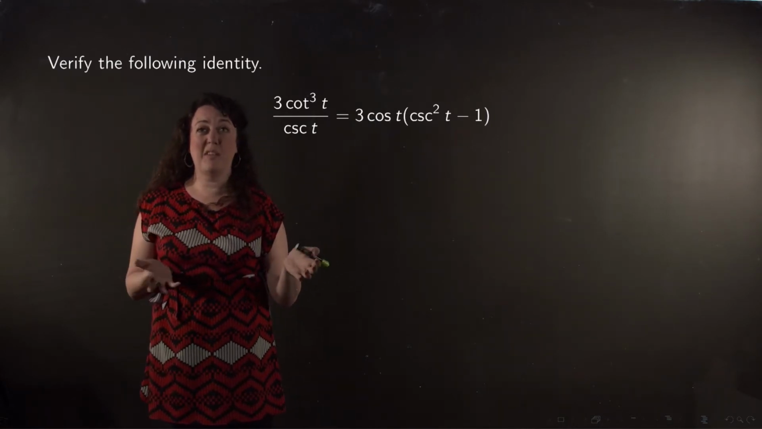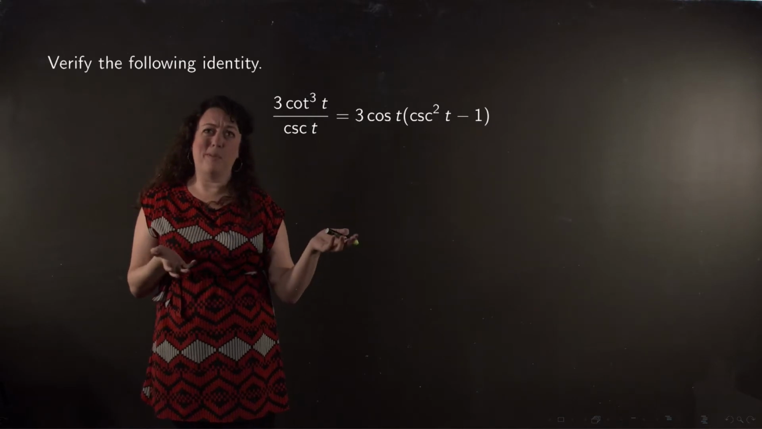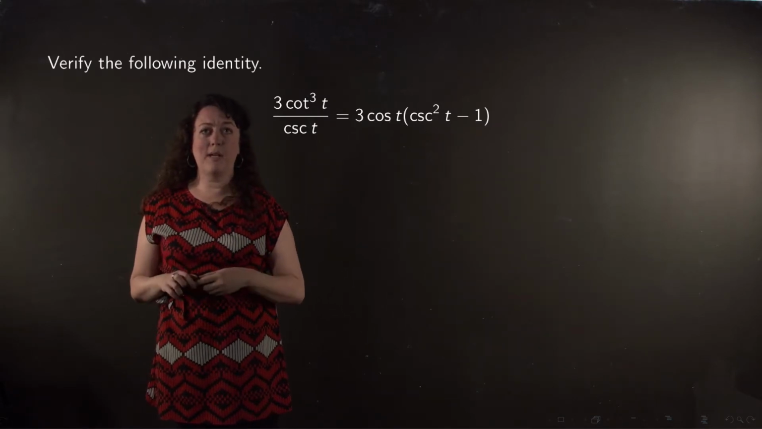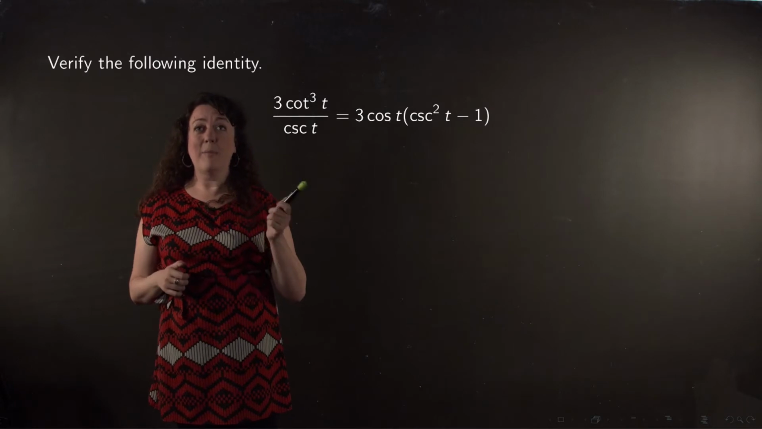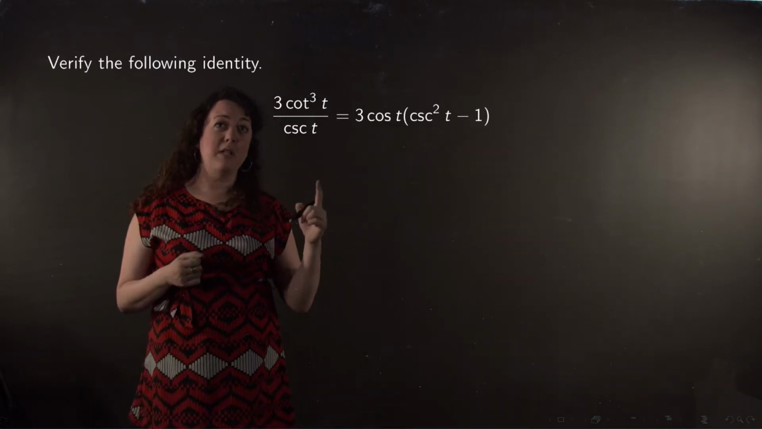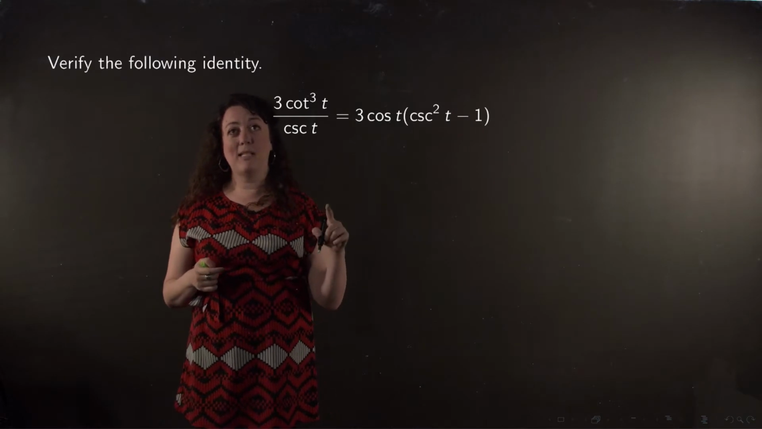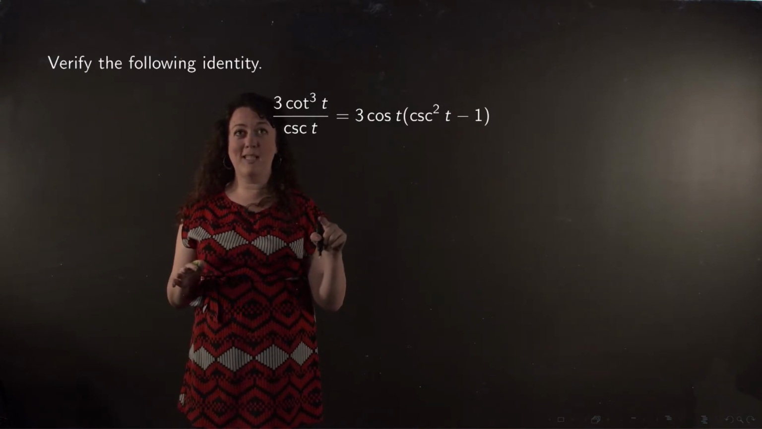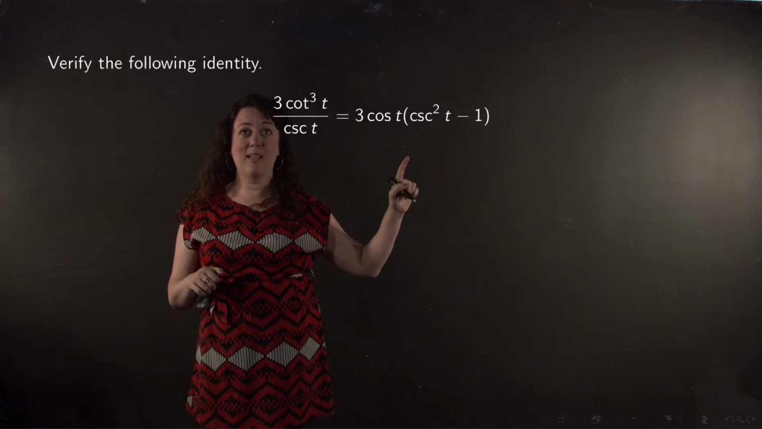Usually I start with the one that looks more complicated. These both look complicated, so I'm not sure that there's a right or wrong way to do it. I'm going to start with the left-hand side. Okay, so on the left-hand side, we have 3 cotangent cubed t over cosecant t, and we're trying to get it to look like this.